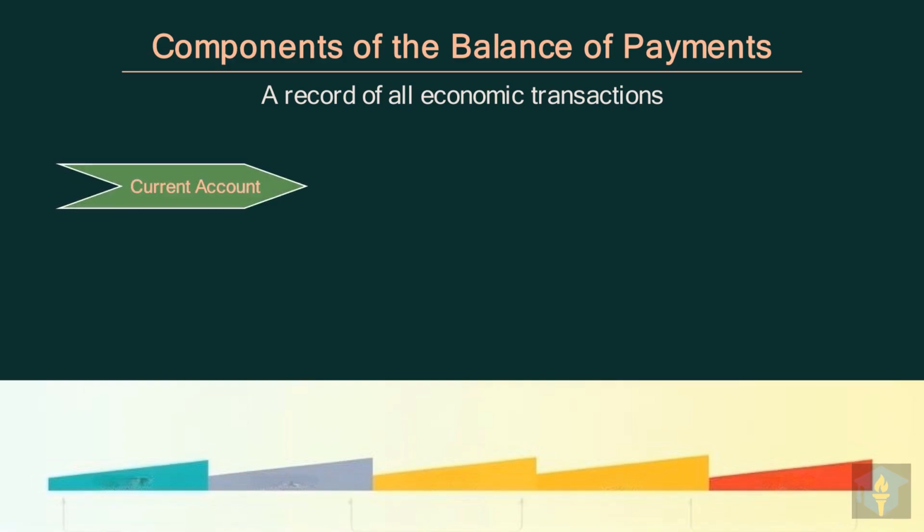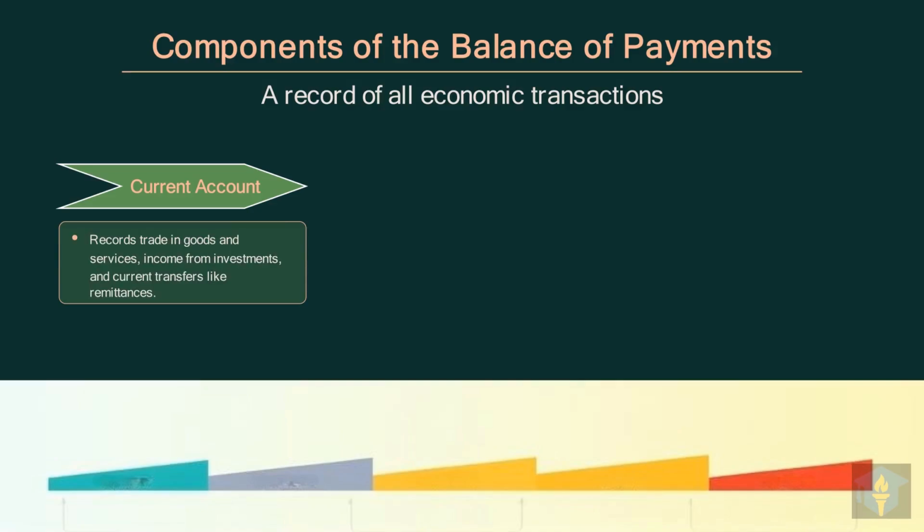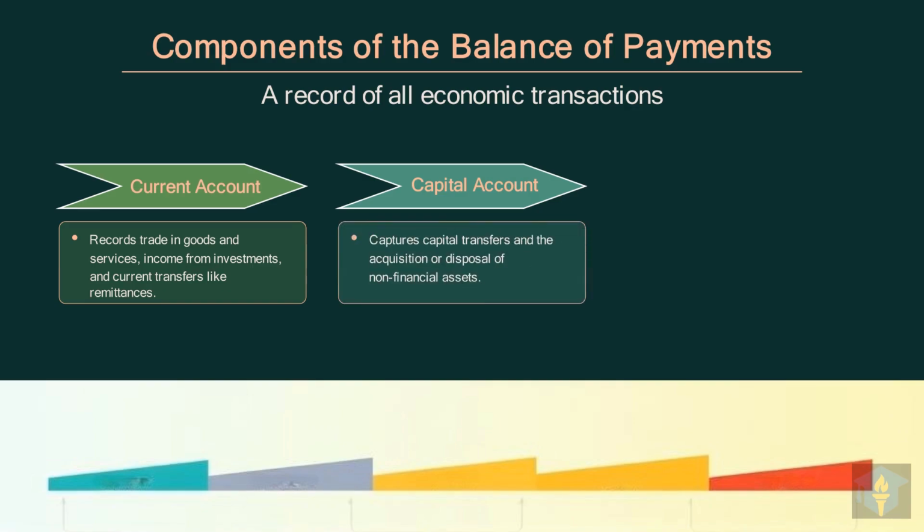First up, we have the current account, which is a significant part of the balance of payments. It records trade in goods and services, income from investments, and current transfers such as remittances. Next, we move on to the capital account, another crucial component in understanding global financial flows. This account captures capital transfers, and the acquisition or disposal of non-financial assets, like patents or copyrights.